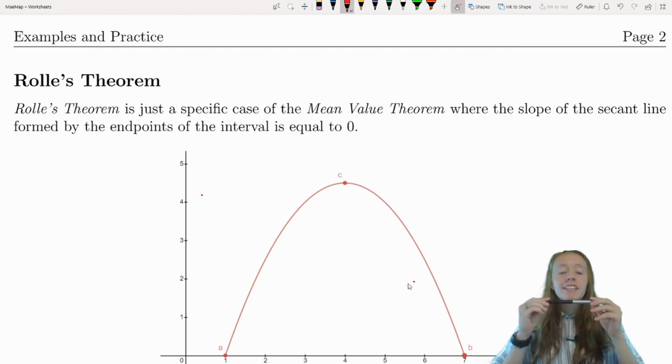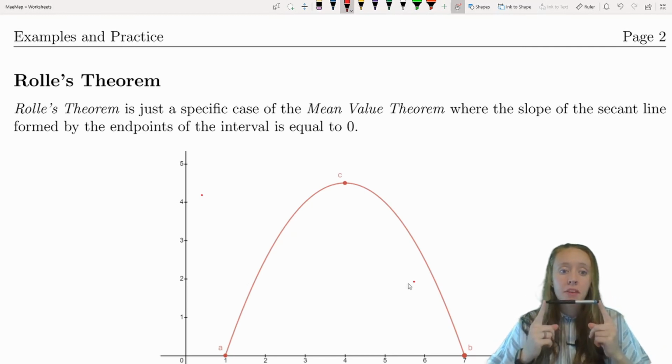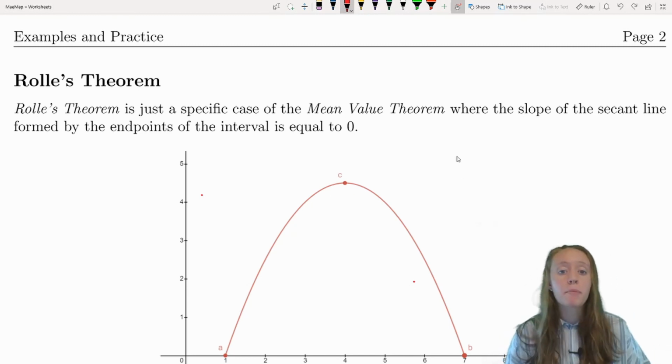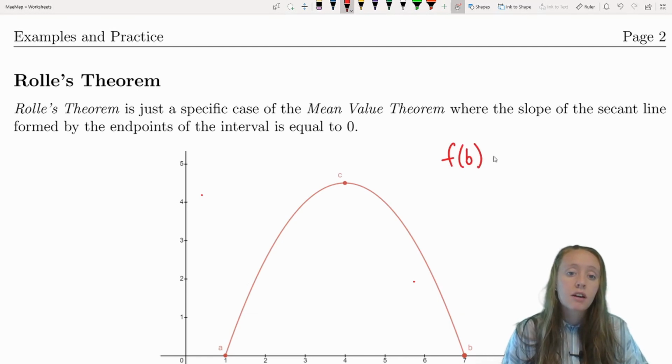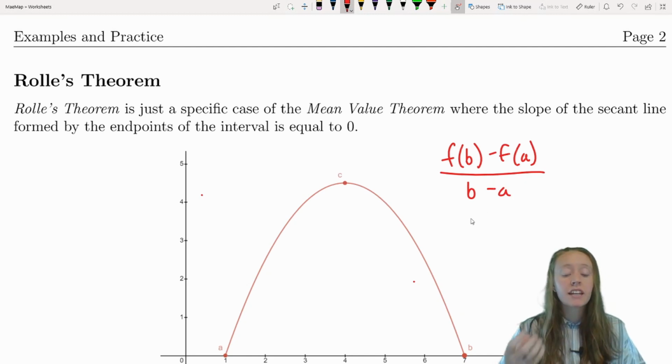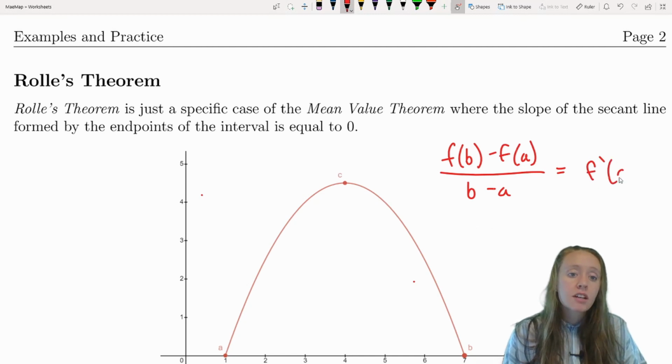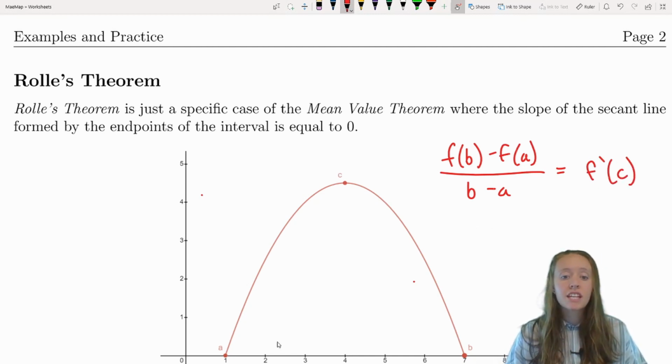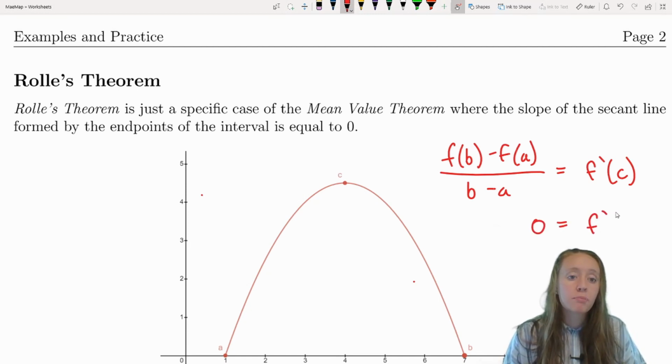So if we know for a fact that those endpoints form a secant line where the slope is 0, then our derivative is 0 somewhere else within that interval. So Rolle's theorem is really just a very specific case of the mean value theorem. If you remember from up above, the mean value theorem was f of b minus f of a all over b minus a, the slope of the secant line from our endpoints a and b, is equal to f prime of c. But if that slope of the secant line is equal to 0, then we know that 0 is going to be equal to f prime of c.